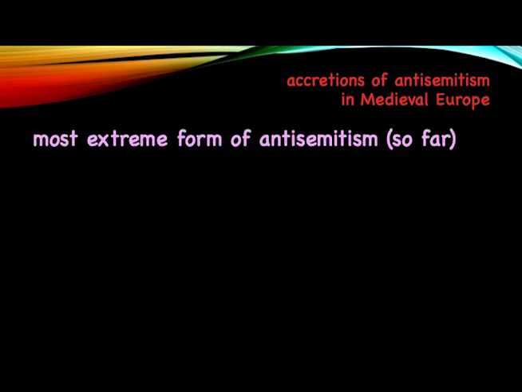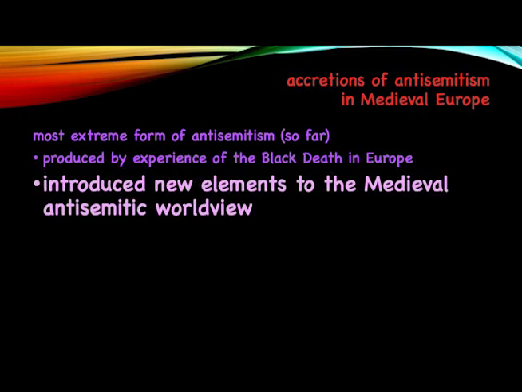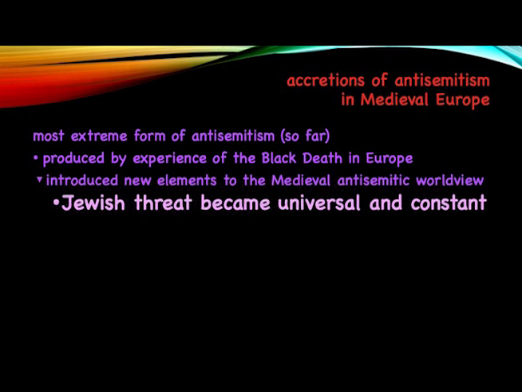The most extreme form of anti-Semitism up to this point emerged in Europe during the 14th century. It was produced by the specific conditions created by the cataclysmic pandemic of the Black Death in Europe. The Jewish threat became universal and constant. The danger was no longer limited to random individual Jewish men. All Jews, men, women, and children, were a constant threat to Catholics that reflected the nature of the Black Death. Moreover, the threat was no longer localized.